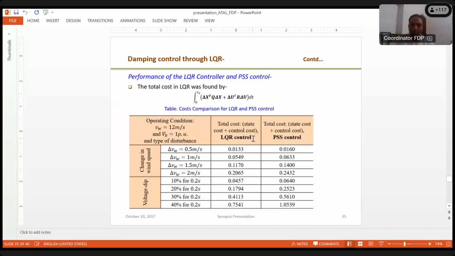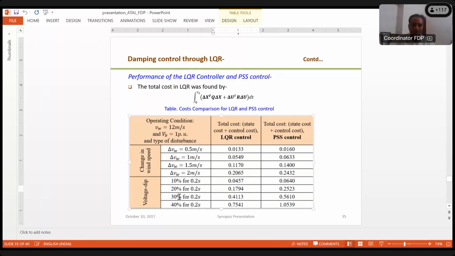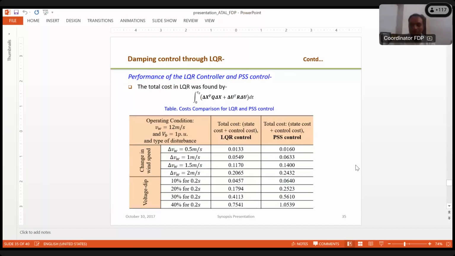See, in the case of LQR, it is lesser. All the time you can see, with a voltage dip of around 10%, 20%, 30%, in every case, and even with the change of wind speed, in every case it is lesser with LQR, while it is higher in case of PSS, the power system stabilizer.